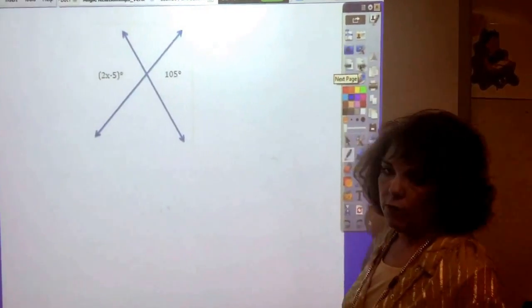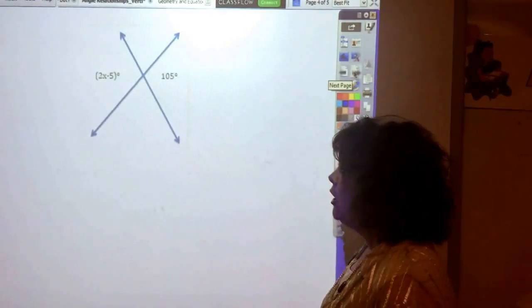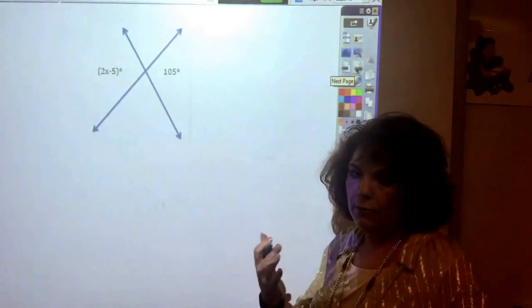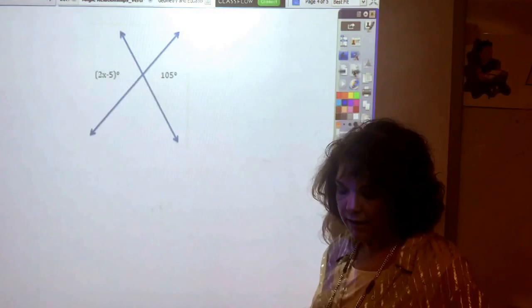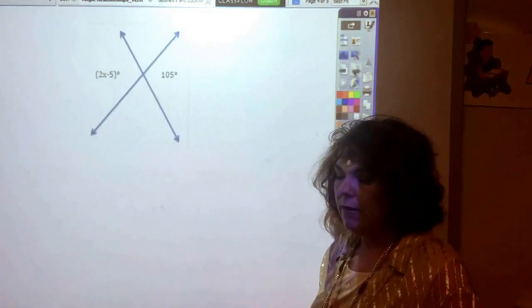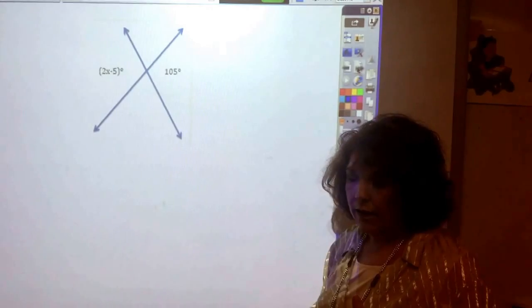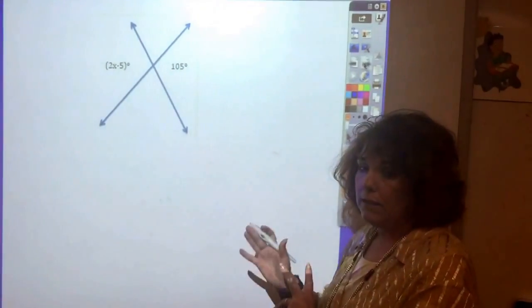So here are two vertical angles. So we can say that these are congruent, they're equal. With triangles, we were setting them equal to 180. With complementary, we were setting them equal to 90. With supplementary, we were setting them equal to 180. This is, we are setting it equal to the number that's there.